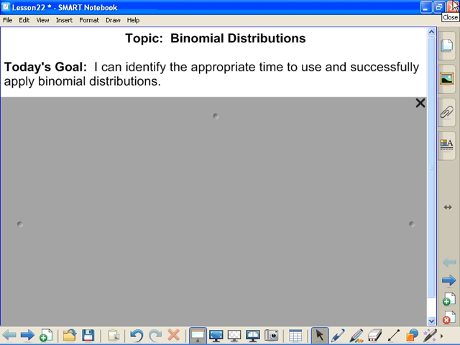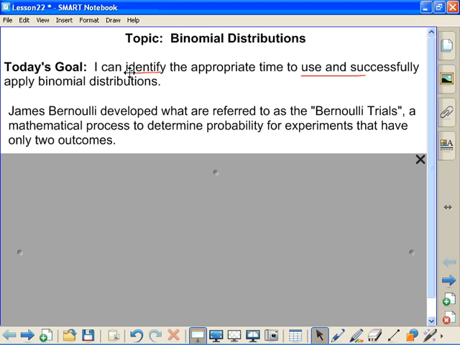We're looking at binomial distributions, and our goal today: I can identify the appropriate time to use and successfully apply binomial distributions. And that's going to be the trick here as we move further into this unit. You need to be able to identify the different types of distributions, and you've got to know how to use them successfully. So you're going to see in the example today, and as we progress, how it does get a little bit more challenging.